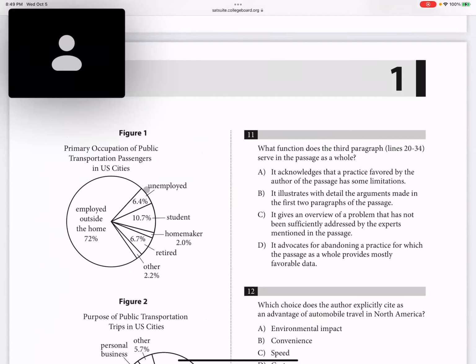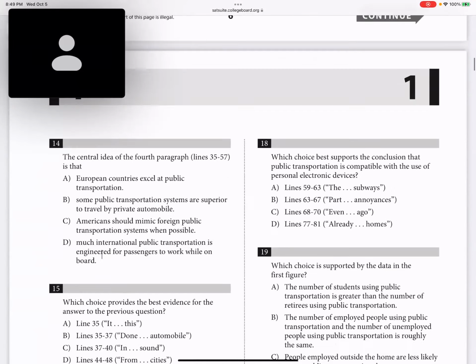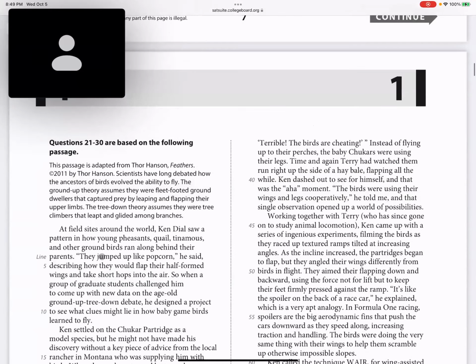Yeah, definitely not, right? Unemployed is 6.4, and employed outside the home alone. This isn't even people from home, obviously, I guess wouldn't really matter, but yeah, they're not even close. 6.4% and 72% are not even close to each other. So nope.